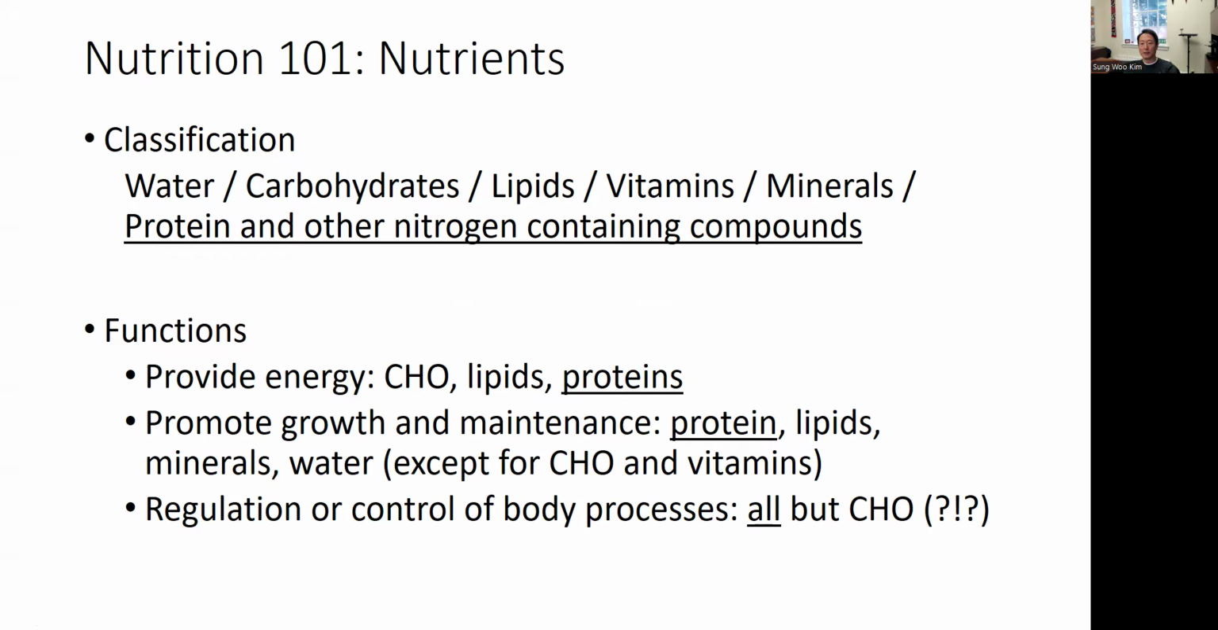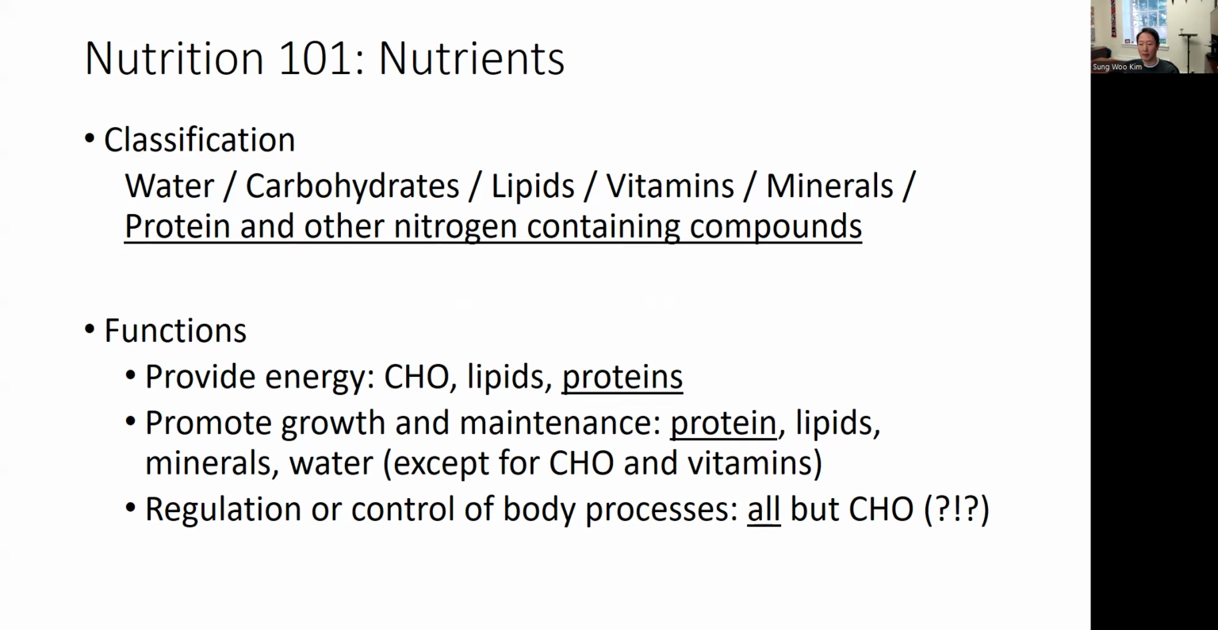Among the 6 different types of nutrients, mainly protein, lipids, and carbohydrates, those are the 3 main nutrients that can be used to generate energy. In the case of mineral, vitamin or water, they will not generate energy directly when they are broken down. Okay? So these are the carbohydrates and lipids and protein that can provide energy when they are metabolized. Okay?